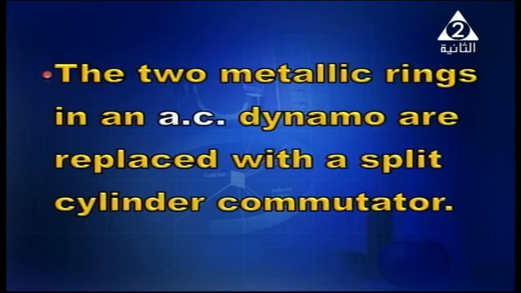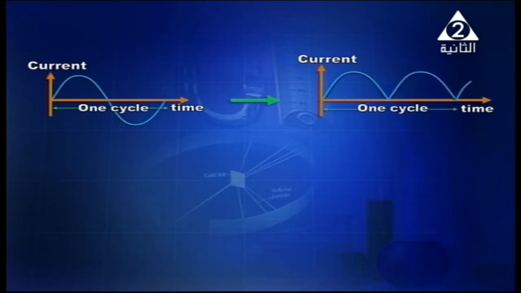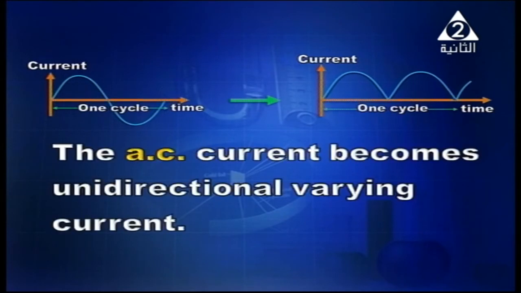And now we've got very important type of questions. Okay, what happens when, first of all, the 2 metallic rings in an AC dynamo are replaced with a split cylinder commutator? Okay, the AC current becomes unidirectional varying current. Yes, it has just one direction, but it's still changing. It is varying. So the AC current becomes unidirectional varying current.